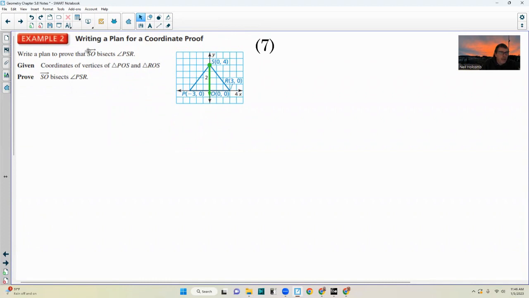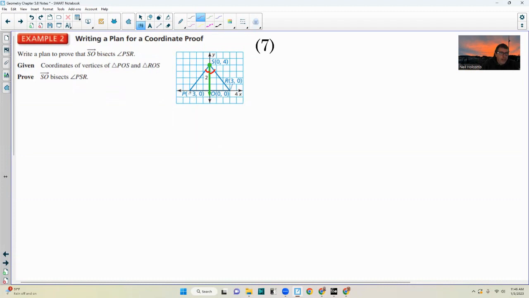Write a plan to prove that ray SO bisects angle PSR. So we want to prove that this angle and this angle are congruent because that ray bisects the whole angle. So given coordinates of the vertices of triangle POS and triangle ROS.